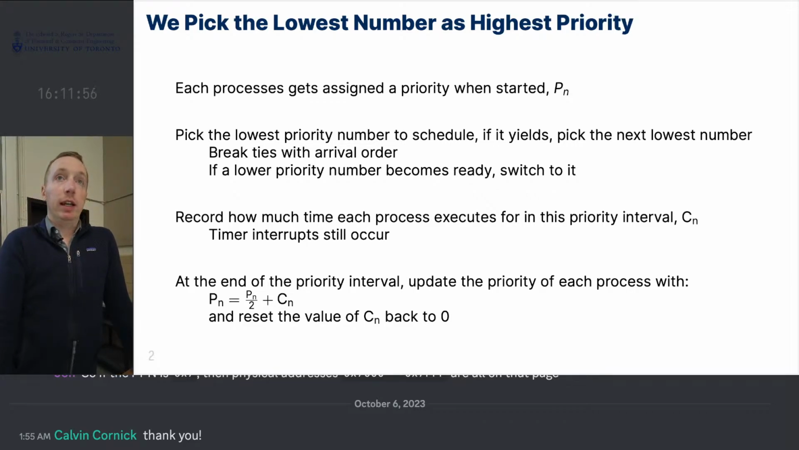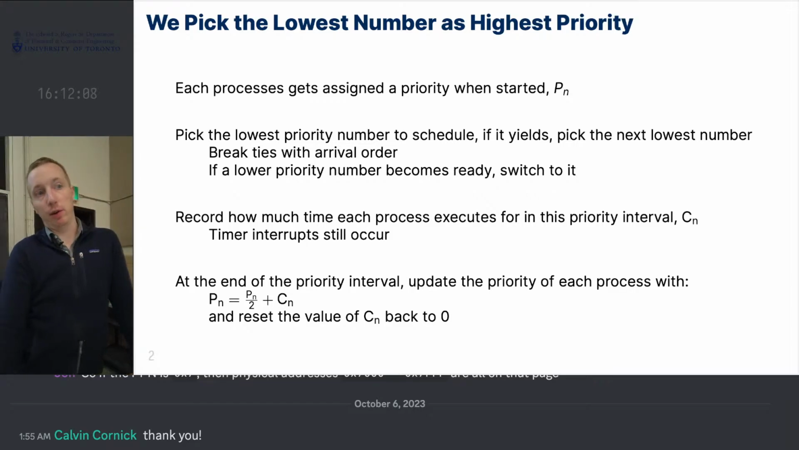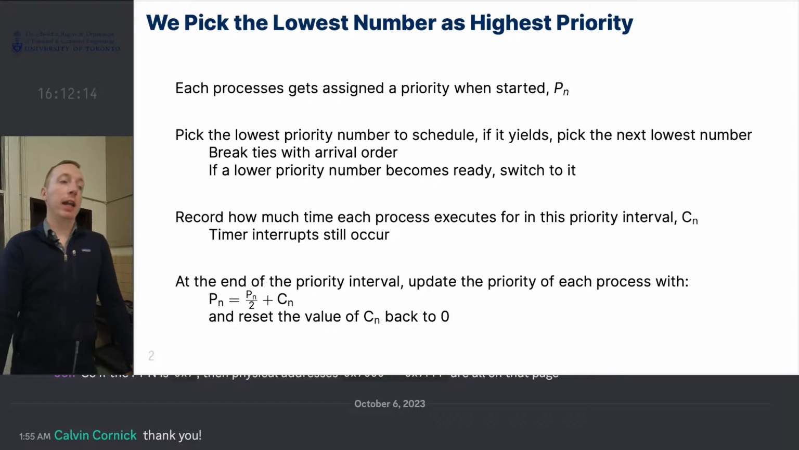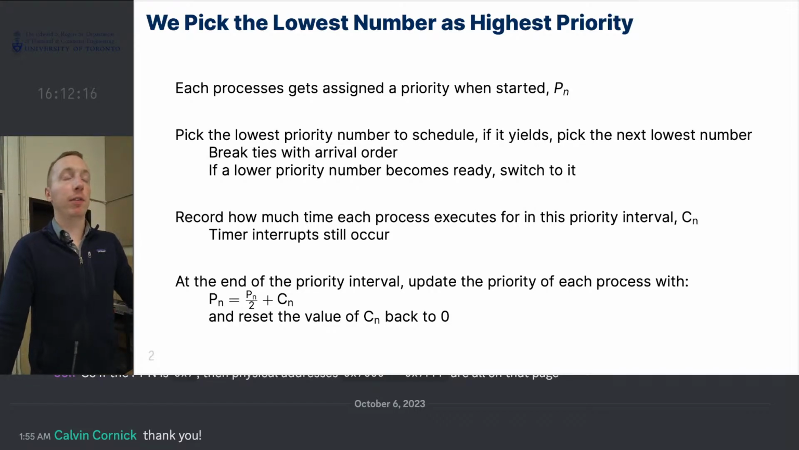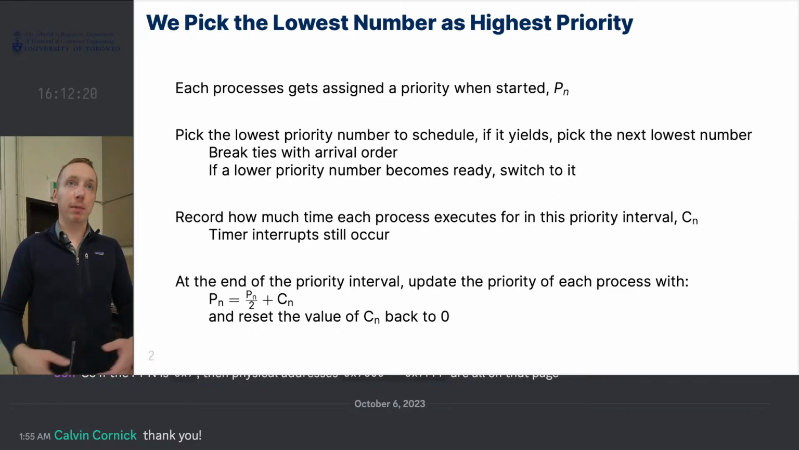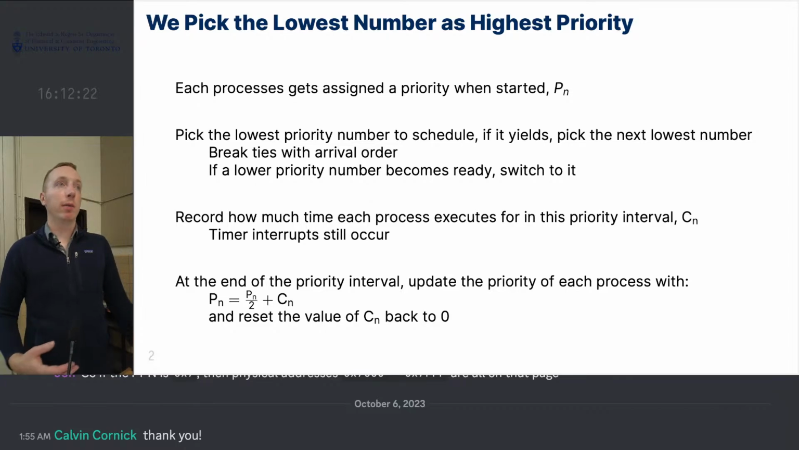Initially, when a process starts, it gets assigned some priority, call it P of n, and then whenever we schedule, we pick the lowest priority to schedule. If it yields, we pick the next lowest number. If there is a tie of the same priority, we break the ties with the arrival order. This is going to be preemptive as well, so if something with a lower priority number is able to execute again, we will context switch directly to it.